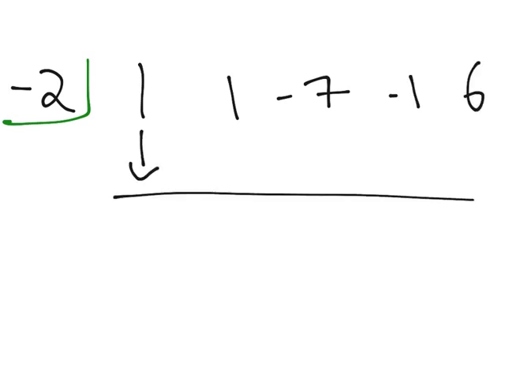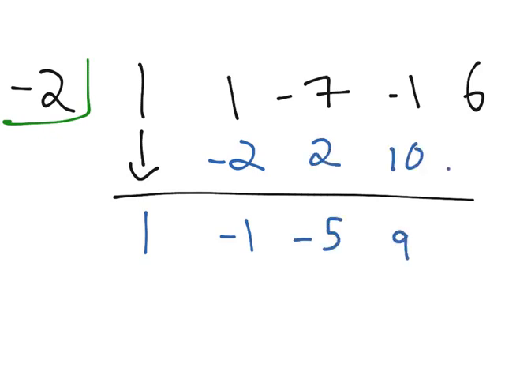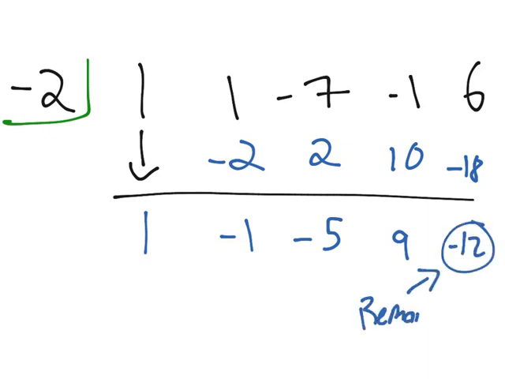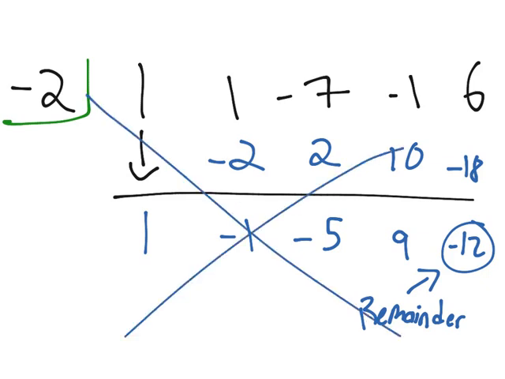Synthetic division, I bring down the first number. It's 1. I multiply negative 2, and I add negative 1, positive 2, negative 5, 10, 9, negative 18, negative 12. Okay, that right there, that's my remainder. And we know it's not a 0, because if we don't get 0, then that's not the function value at that point, which means it's not the x-intercept, not what we're looking for. Okay, so it doesn't work.